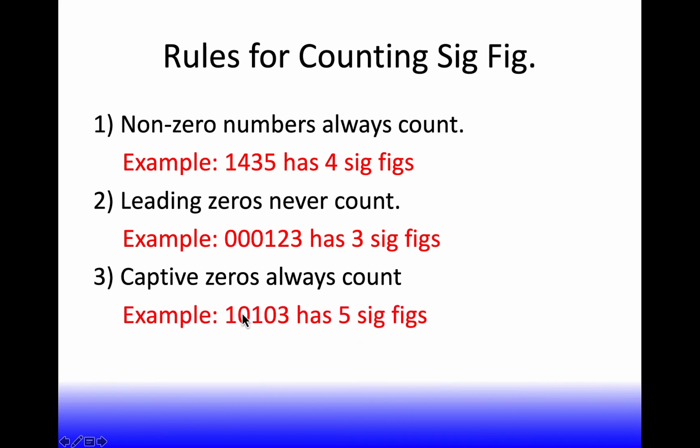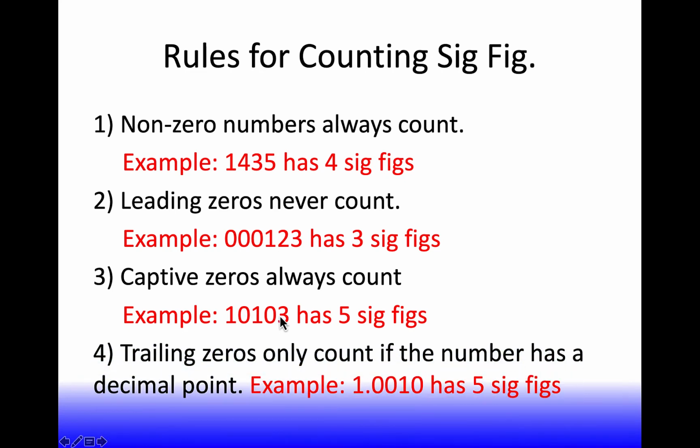Captive zeros are ones in between whole numbers that are non-zero, okay? So here, there's 2 zeros, but they count as significant figures because they're in between numbers that aren't 0. So this one has 5 significant figures, 1, 2, 3, 4, 5. Finally, trailing zeros only count if the number has a decimal point. So for instance, 1.0010 has 5 significant figures.